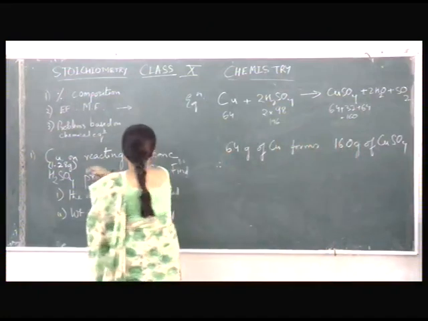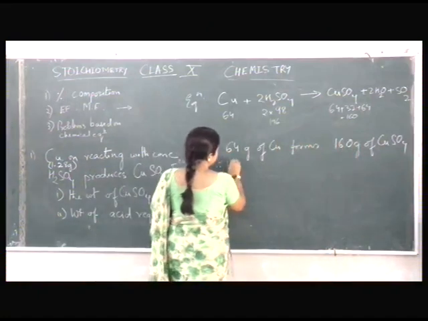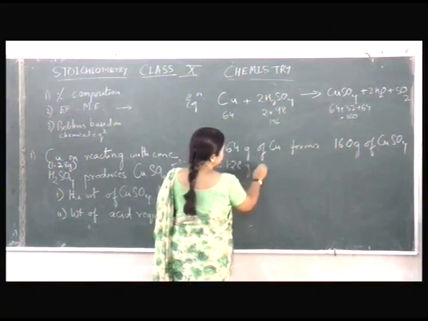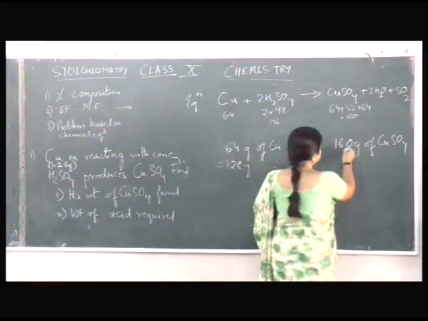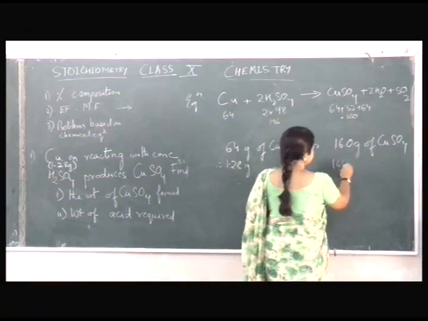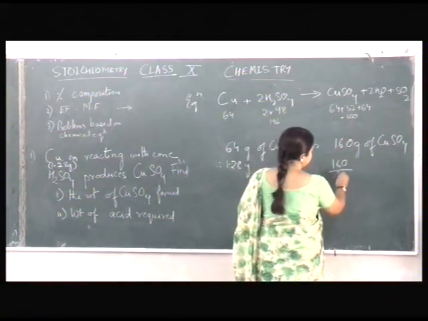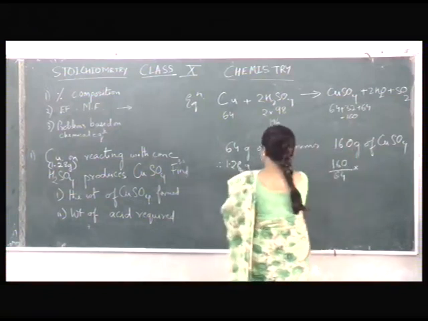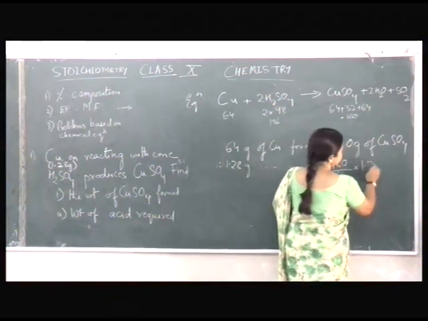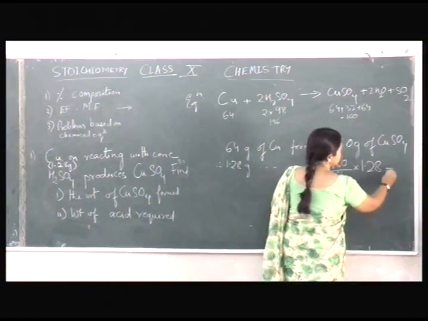Therefore, 1.28 grams of copper will form how much of copper sulfate? So 160 divided by 64 for 1 gram, so 1 gram will form 160 by 64, into 1.28. That is the value.